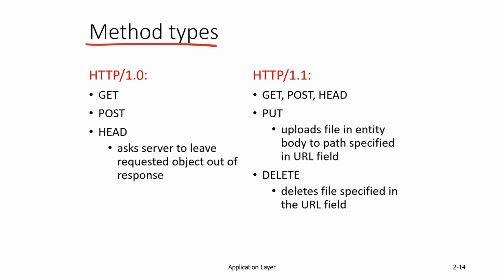Two versions of HTTP. HTTP 1.0 has GET, POST, and HEAD. HEAD basically just returns the header, which tells you the actual version of HTTP that you are using. And then in 1.1 we have GET, POST, and HEAD. POST is used to post the actual forms. Some web pages contain forms, so in order to submit that information you can use POST. HEAD is again used just to retrieve the header information.